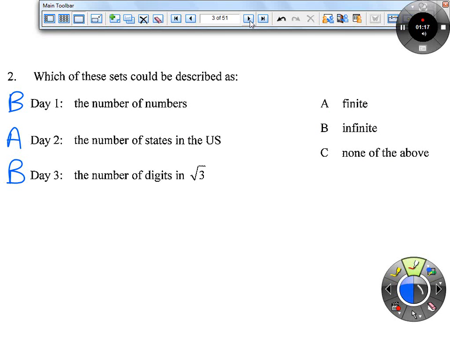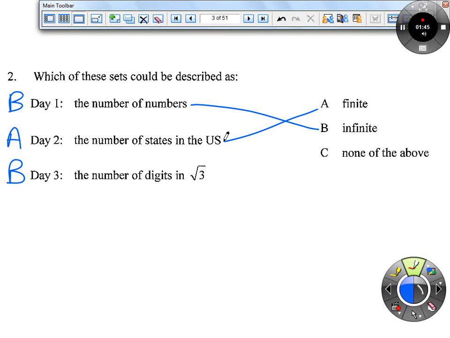The numbers keep growing, so we can't really count them all, so we're going to say that there are an infinite number of numbers. Infinite means that it's not countable. It just keeps going. Finite means it's a definite number, like 100, 200, even a gigantic number is still finite. You can count it. The number of states in the U.S., definitely finite, 50.